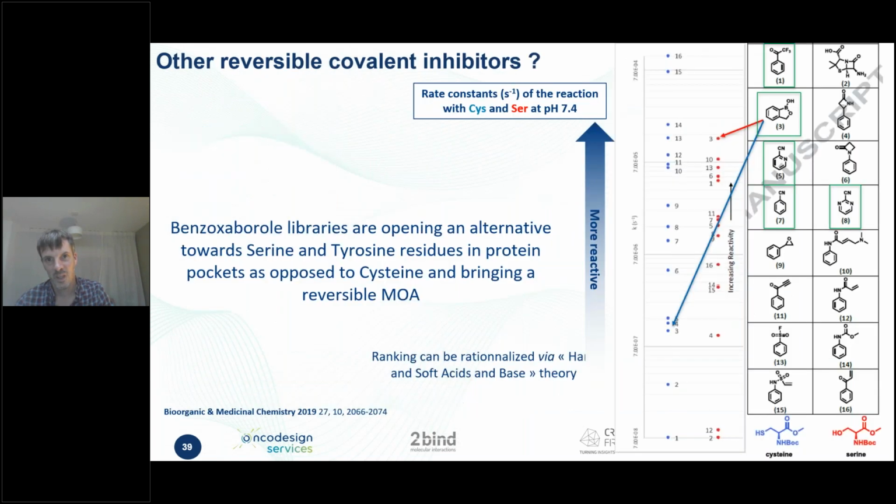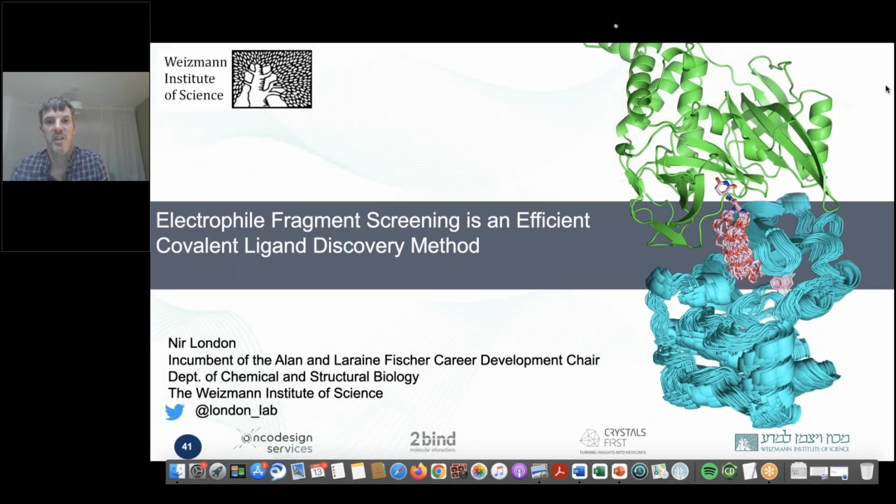And benzoxaboroles are well known as acting as reversible inhibitors targeting serine in the binding site or tyrosine. And the use of fragments as covalent inhibitors is a very interesting field. And in a couple of minutes, Dr. Neil London will present some examples of the use of fragments acting as irreversible inhibitors. So it's my pleasure to pass the control to Dr. Neil London, and he will show you a very interesting talk about the use of fragments as irreversible inhibitors.